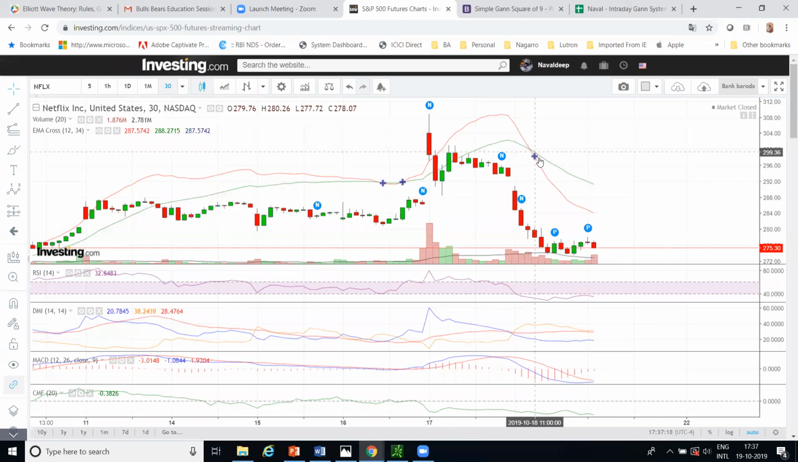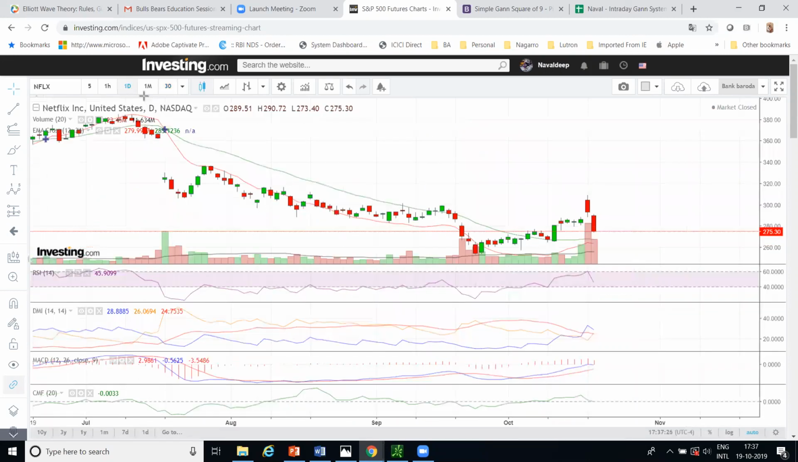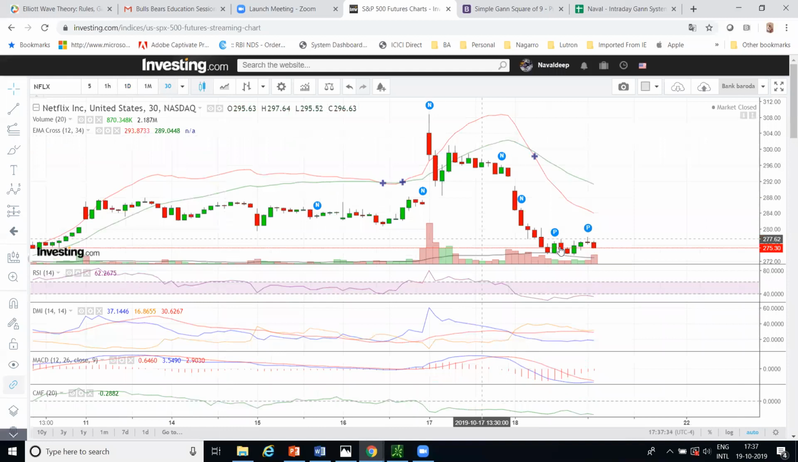So in the last 2 hours, it consolidated and then it tried to jump. The day low was, if I click on this, 273.40. And from 273.40, it even came up to 278.